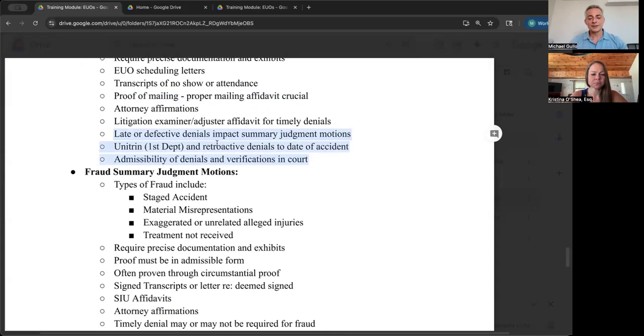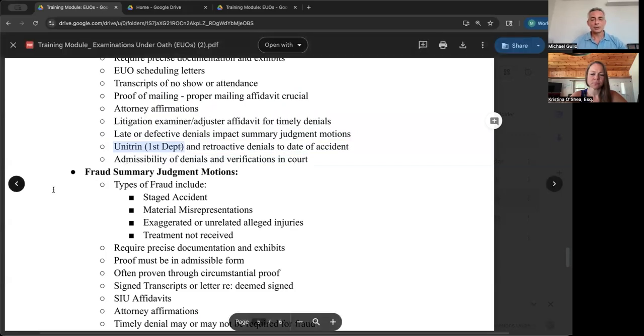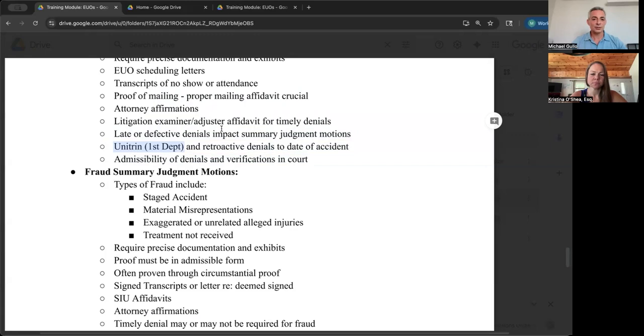And so late or defective denials, obviously, are going to impact summary judgment motions. Late denials are a precludable defense unless you're in the First Department, which follows the Unitrin case. It's another section we can go into detail on, and you can go retroactive back to the date of the accident to deny the claim. But generally speaking, in the Second Department, where a good chunk of our files and litigation cases will be, and generally in AAA, they do not follow the Unitrin rule. So we do need and want timely denials on these matters.